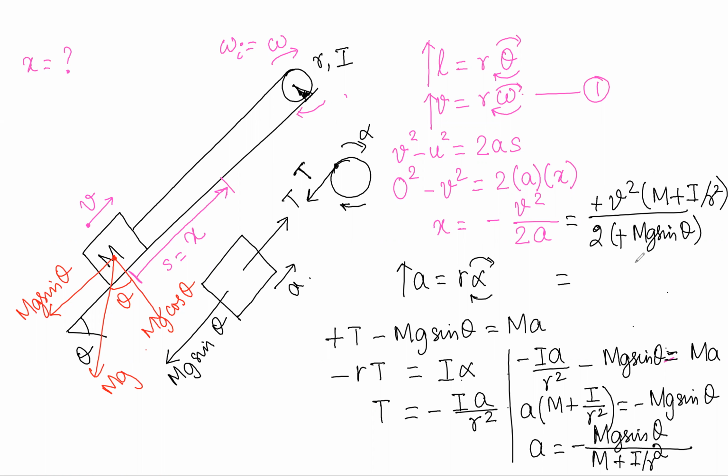So you're going to end up with this equation over here, which is equal to V square into m plus I divided by R square, divided by 2, into mg sine theta. So 2 mg sine theta.